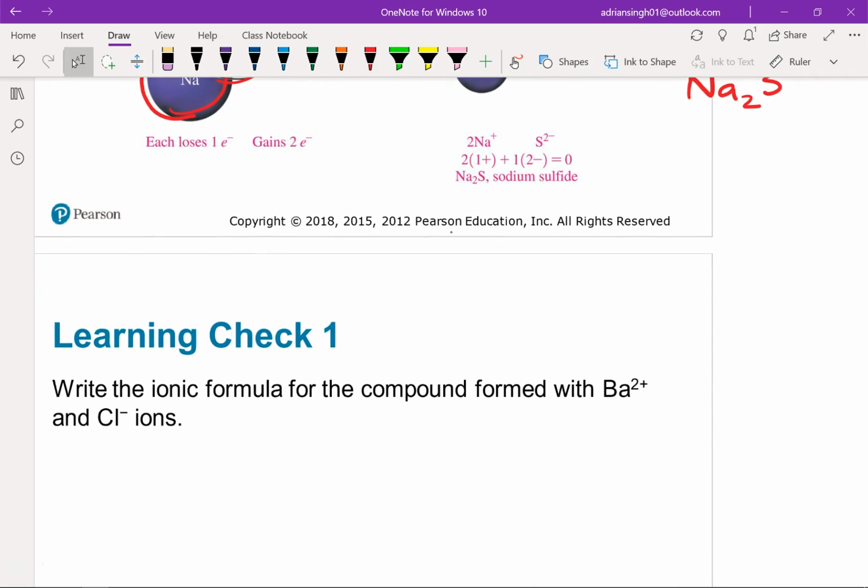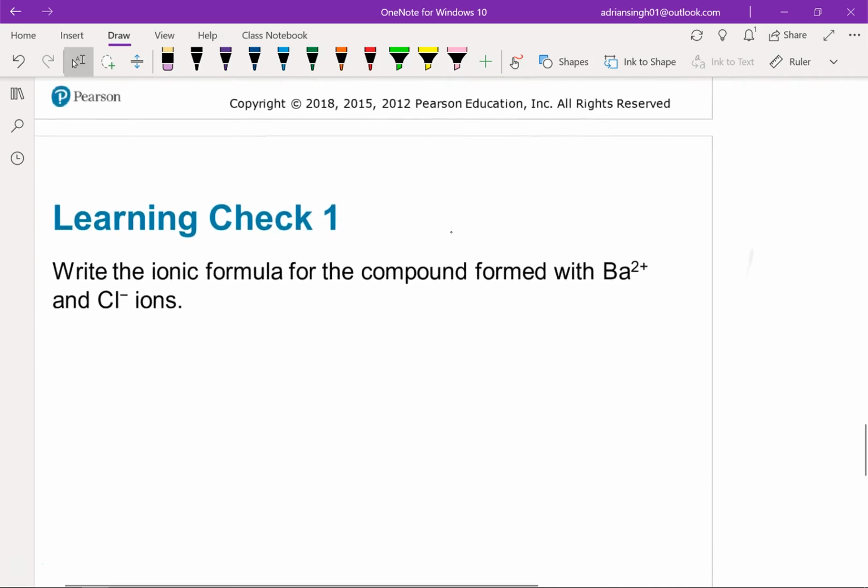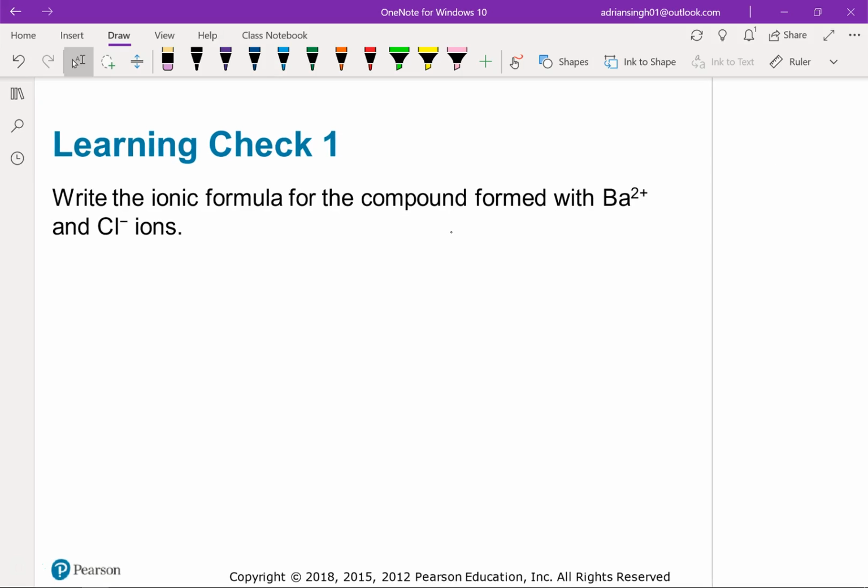There's a shortcut that we can use for determining the chemical formulas for our ionic compounds. And I'll show you the shortcut here in this example. So here it says to write the ionic formula for the compound formed between barium and chloride. So we have Ba +2, and we have chloride, which has a -1 charge. So when we write the formula, right, the metal goes first, the nonmetal goes second.